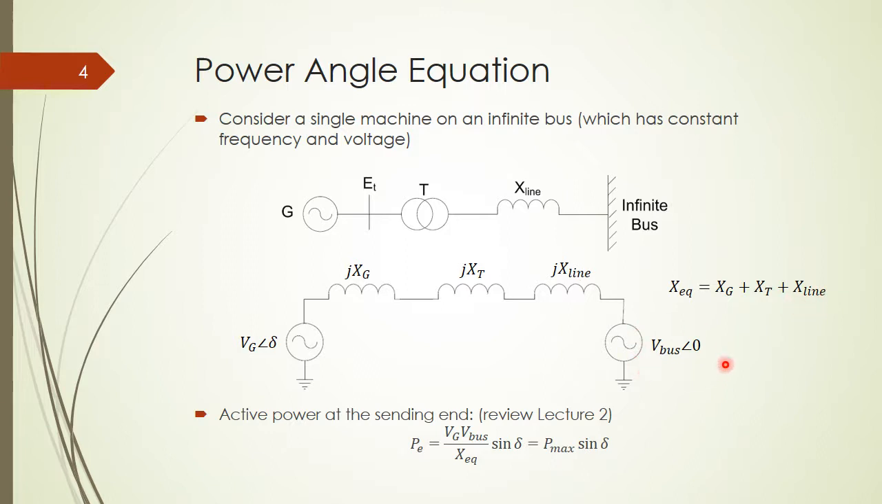We assume that we take the V-bus as a reference with zero angle, and the Vg here will have a phase angle of delta. So we can calculate the active power at the sending end or at the receiving end by reviewing lecture 2. Here we have Pe equal to Vg times V-bus over Xeq sin delta, or it is Pmax sin delta.